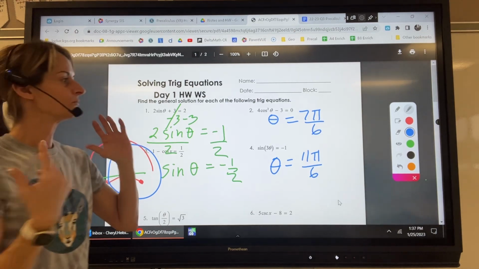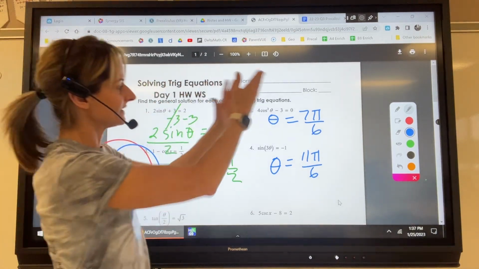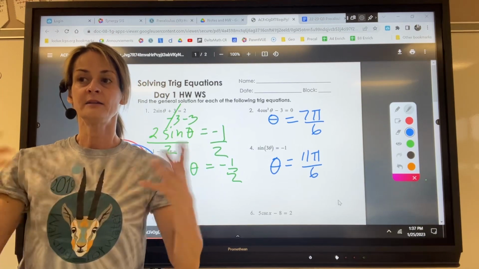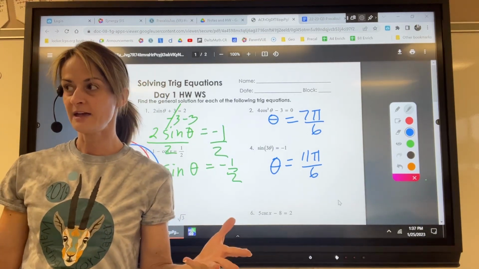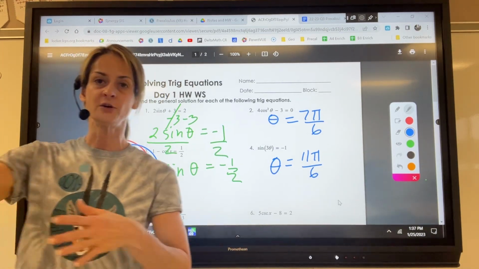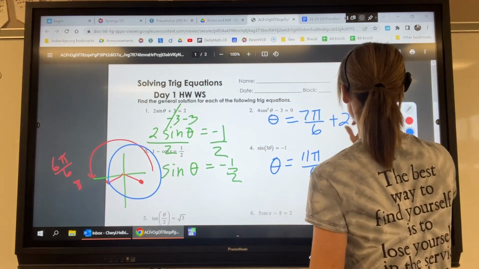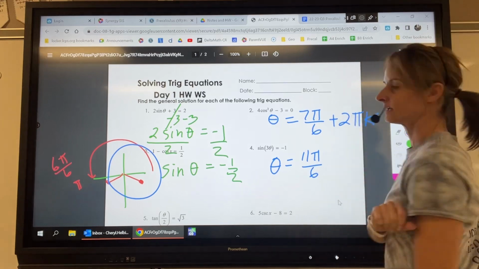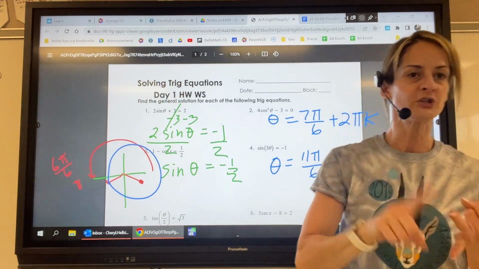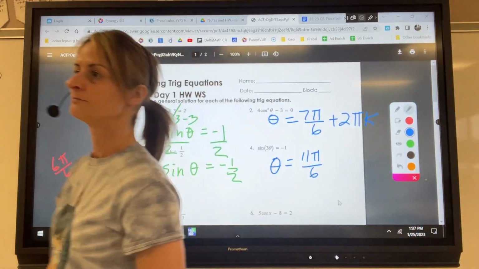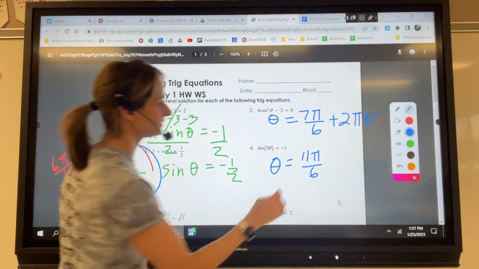So the way we show that is we say 7 pi over 6 plus 2 pi, k times. Remember the k from when we were trying to find the asymptotes and they repeated over and over again? Okay, this is the same thing. 7 pi over 6 plus 2 pi, k times, because k could be 1, and then 2, and then 3, and then 4, and then 5. And that's the same for 11 pi over 6.